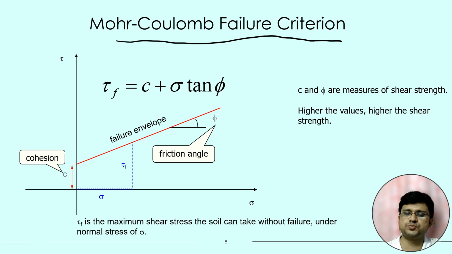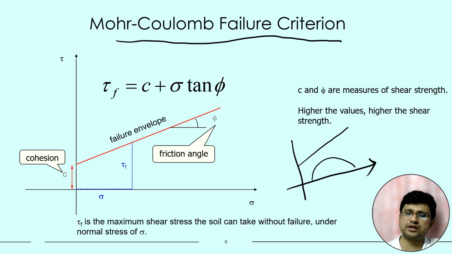Mohr-Coulomb failure criteria is very important. There is one failure envelope. If our Mohr circle touches that failure envelope, at that time there will be failure. When the Mohr circle touches the failure envelope, there will be failure.